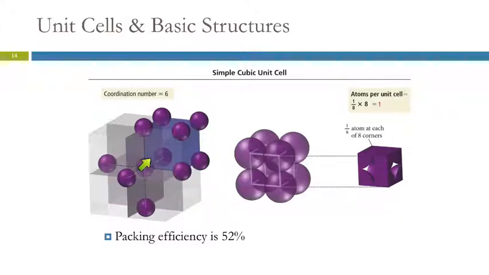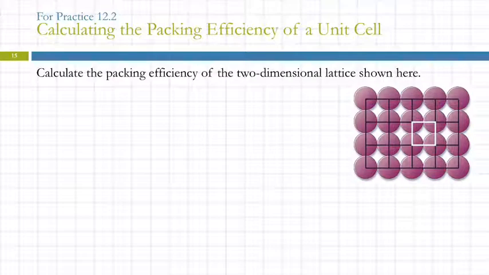The packing efficiency here is 52%. 52% of the volume of this cubic unit cell is occupied by atom, which means that 48% of it is empty space. Any questions? Got some skeptical looks.